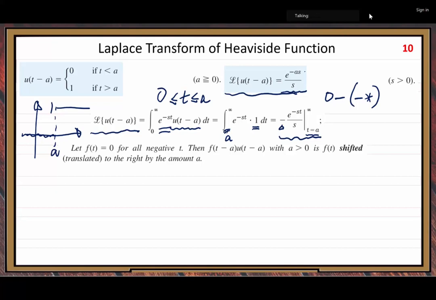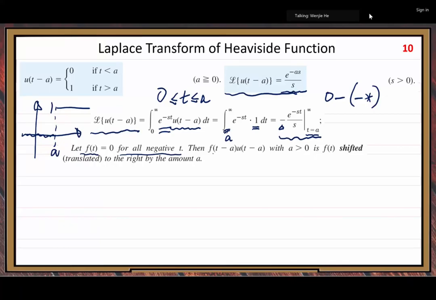Then let's look at some other properties. Here we want to consider some other functions f of t, where f of t equals 0 for all negative t. You can see this matches the property of the Heaviside function, which equals 0 for all negative t. So this f function has a similar property, equals 0 for all negative t.